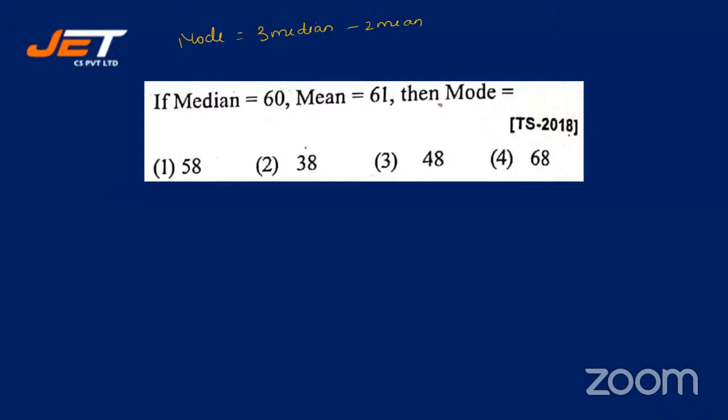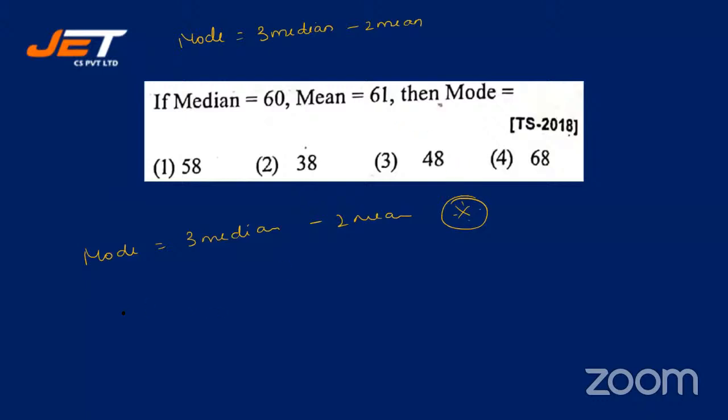If median is 60, mean is 61, then what is mode? So please substitute it in the formula. The formula I have written for your convenience: mode is equal to 3 times median minus 2 times mean. So this is a very important formula. Please learn this. Then only questions of this type can be answered.